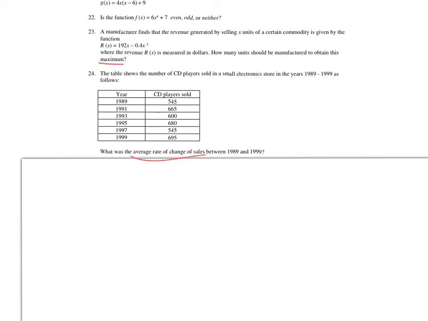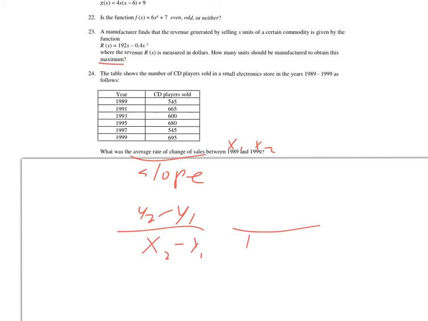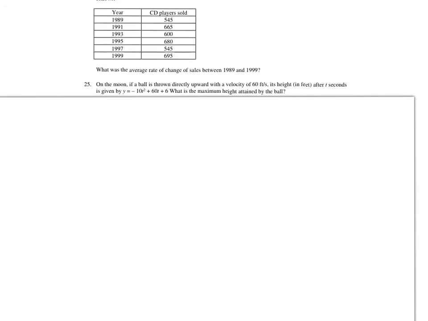24, we want the average rate of change, so that is the slope. And so I do y2 minus y1 over x2 minus x1. Now it does give me my x values here, so I'm going to put those on bottom. 1999 minus 1989. Above them, I'm going to grab their y values from the table. And then you would just continue evaluating that. All right, next up here we have an equation asks for the max height. And so for that, we're just looking for the vertex. So you're just going to find the vertex.